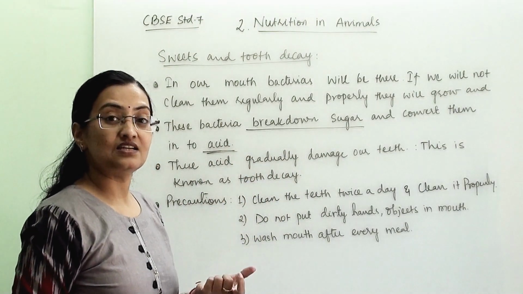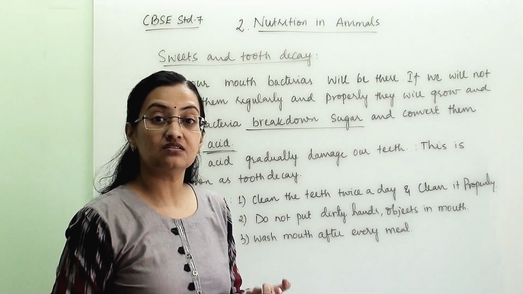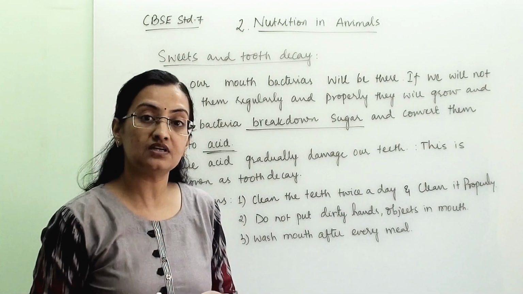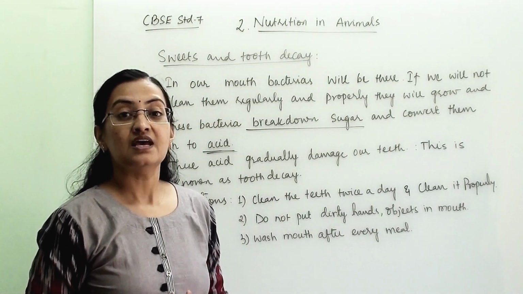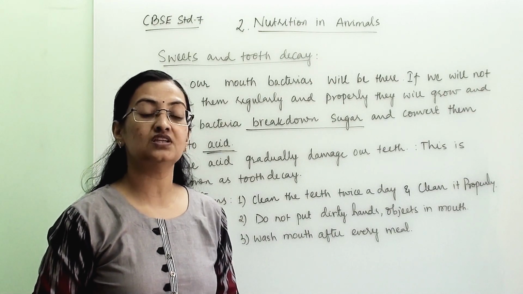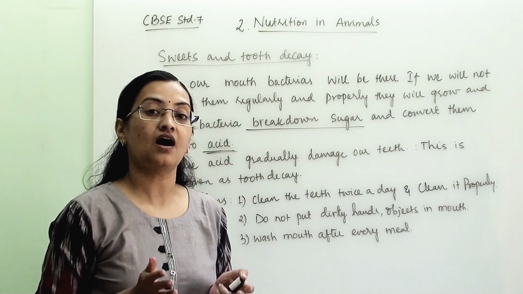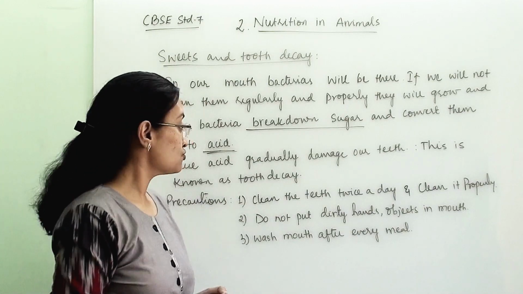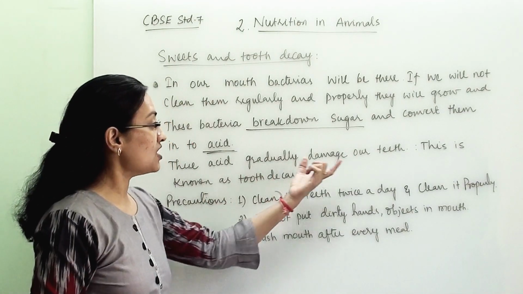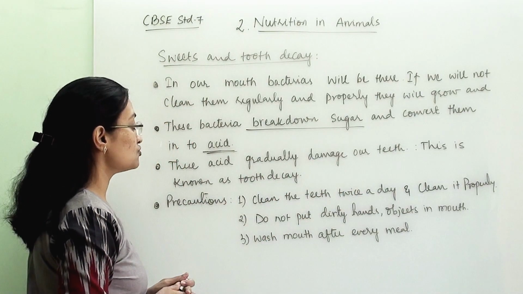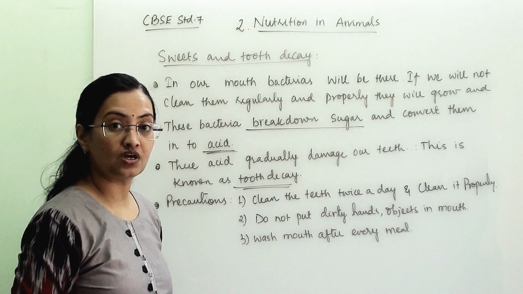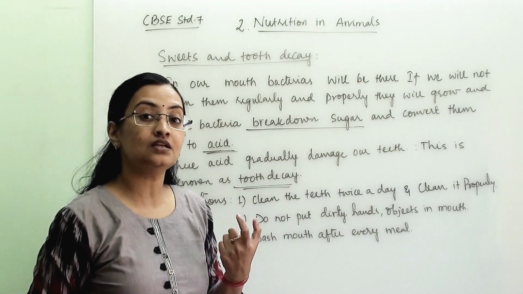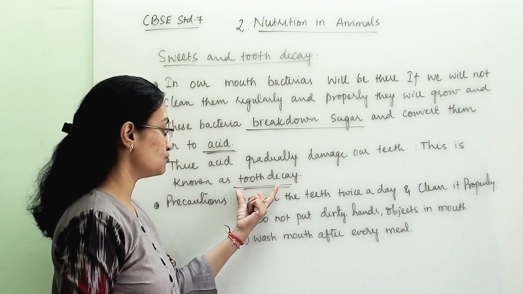Now this acid will be there on our teeth. This acid will react with our teeth and cause tooth decay, because acids react with calcium and our teeth are made up of calcium. So they will damage our teeth, and this is known as tooth decay. Because of the bacterial growth, our teeth will start decaying.